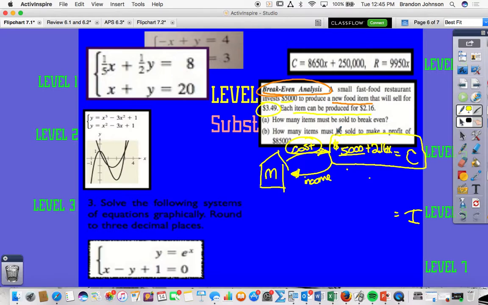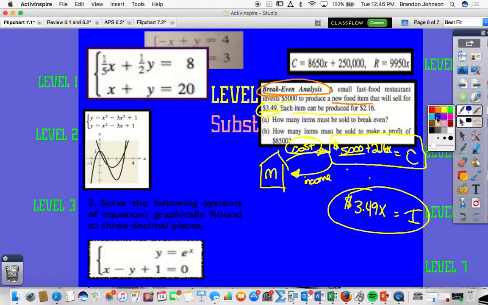Now let's talk about our income. Our income relates to being sold for $3.49, so we want to sell it for $3.49X. Again, this is the amount of income that's coming in. So we have our cost, which is C, and we have our I, which is the income coming in. The question is, when does this balance out? When do we break even? Another way to put this is, when do we start becoming profitable? At what number of food items do we start becoming profitable?